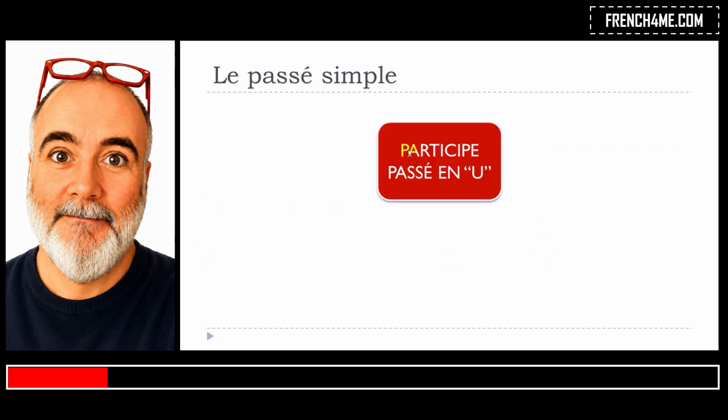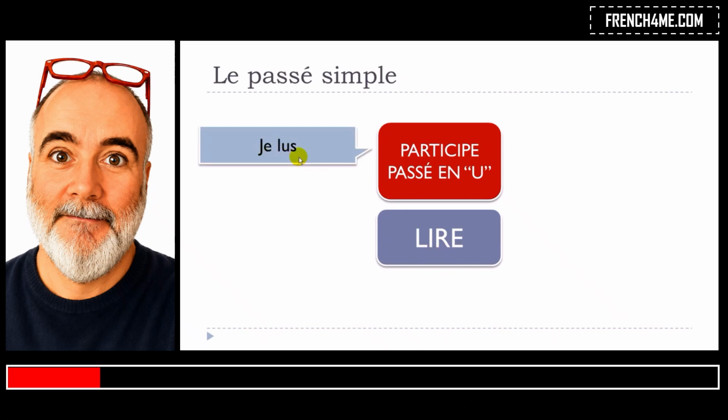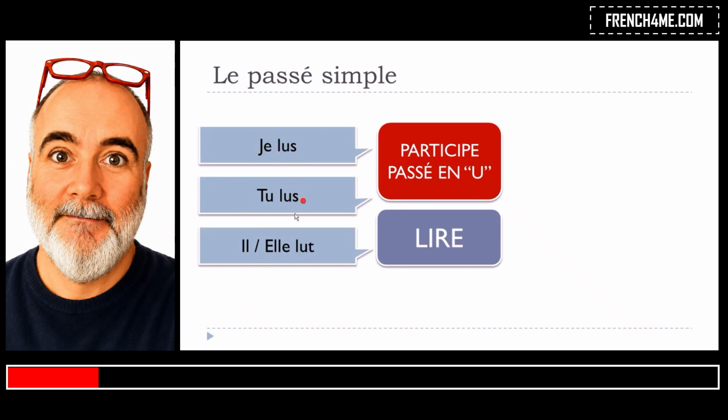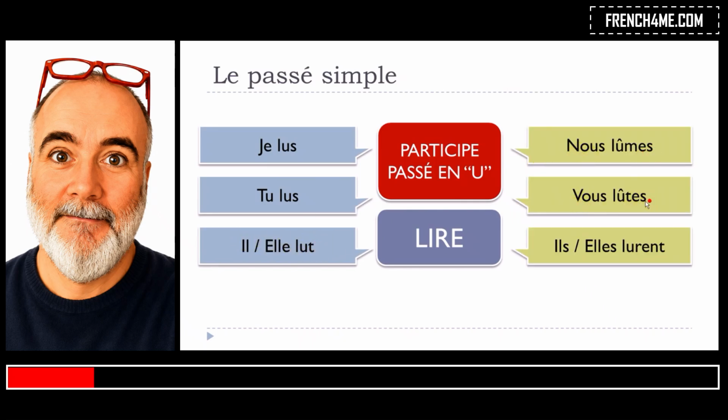And now the verbs that will have their participe passé in U. So I've been choosing this lire verb, so lire is to read. Je lus, tu lus, il lut, elle lut, nous lûmes, vous lûtes, ils lurent, elles lurent.